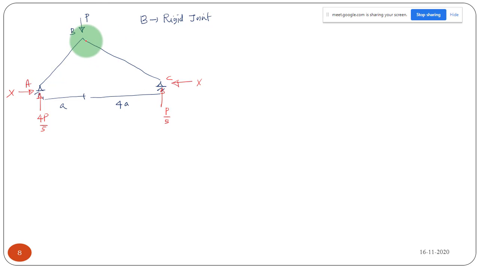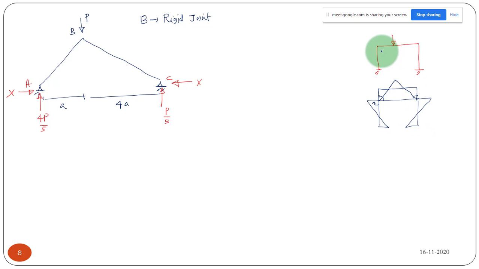So what is the difference? Here joint B is a rigid joint, which means there will be some moment. There will be some moment here and some moment here, equal and opposite. I think you may remember we have done this type of question, a frame with some point load applied. What is the moment diagram for this case? The moment diagram will be something like this.